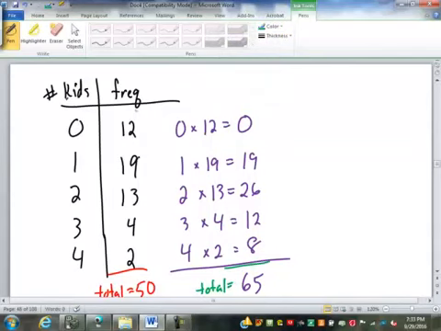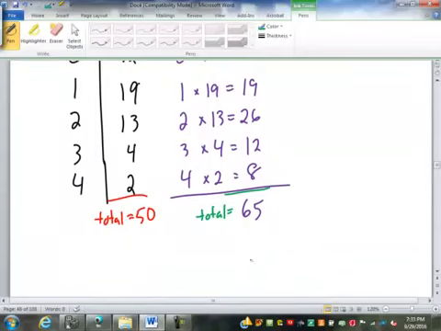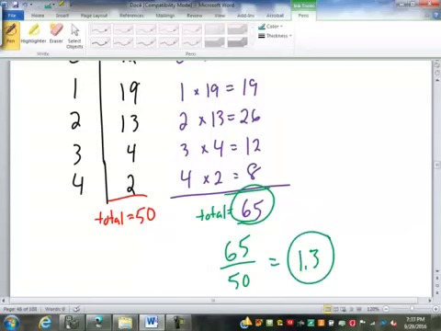So I multiplied each number times its frequency. All that is adding them up. I have 12 zeros, 19 ones, 13 twos, 4 threes, and 2 fours. How do you think I'm going to find the mean from there? Well, this is the sum of all my numbers added up. And I divide by n, which is 50. My mean is 1.3.